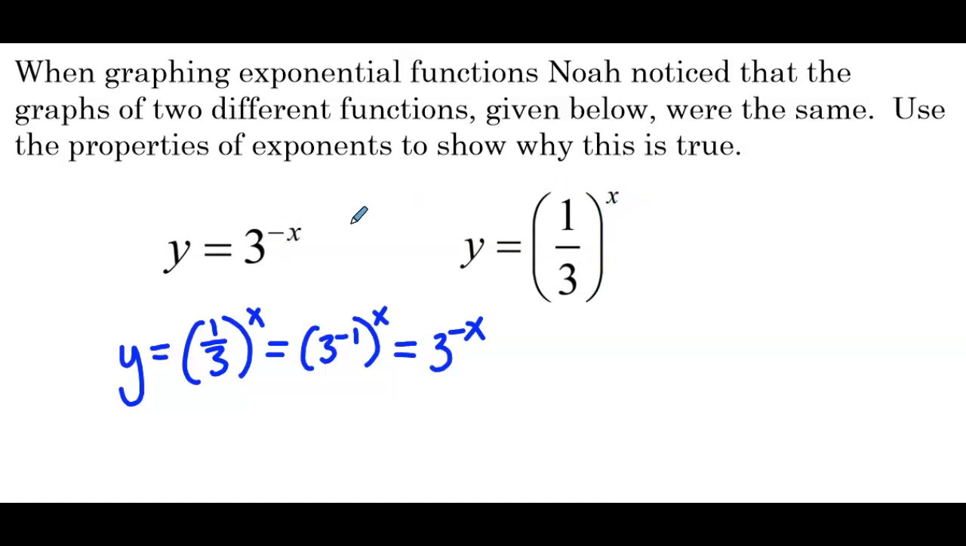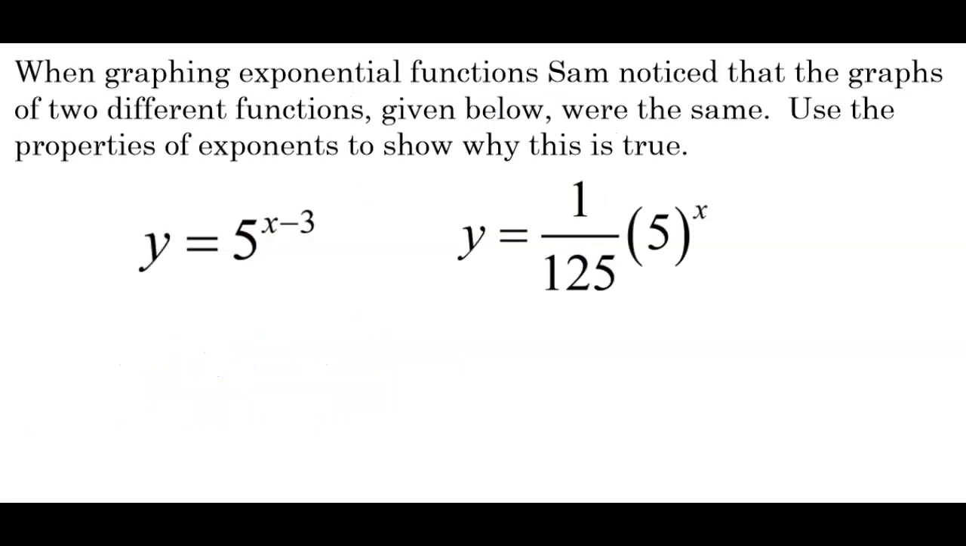Now I said it didn't matter where you started. So if you started with 3 to the negative x, your steps would just be in the reverse order. You would have started by rewriting it as 3 to the negative first to the x. Maybe that's a little harder to notice, but then you would finish with 1/3 to the x. So what is this showing? This is showing that a basic exponential function, 1/3 to the x, and a transformed exponential function, 3 to the negative x, which is a reflection of 3 to the x over the y-axis, would produce the same exact graph. And we're able to show that algebraically with our properties of exponents.